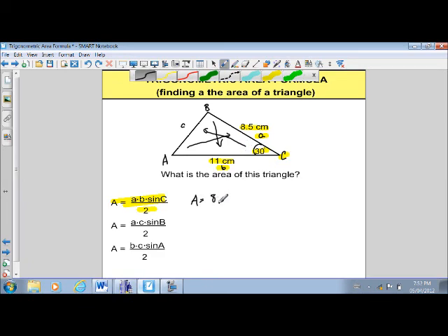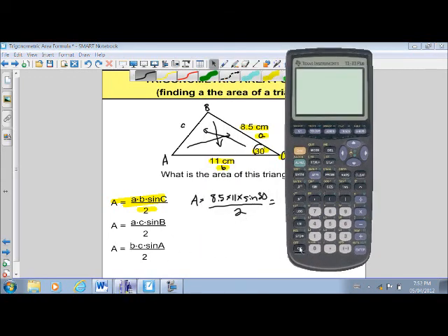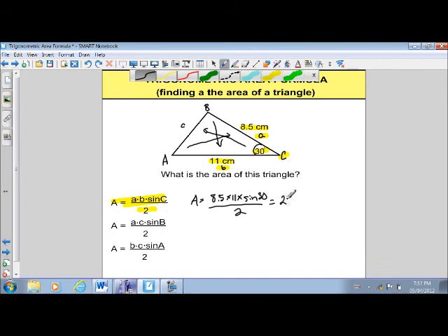8.5 times 11 times the sine of angle C, which is 30 degrees, divided by 2. And we can do that all in one step on our calculators here: 8.5 times 11 times the sine of 30, divided by 2. And we get an area of 23.4 centimeters squared.